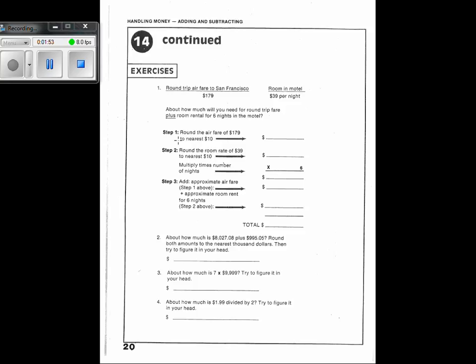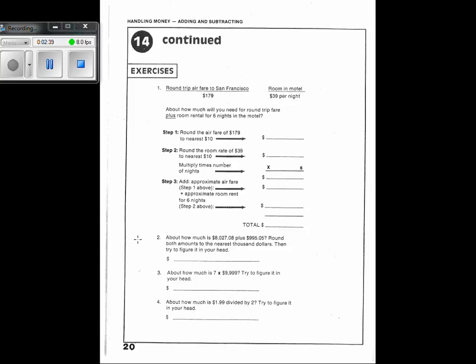Step 1. Round the airfare of $179 to the nearest $10. Step 2. Round the room rate of $39 to the nearest 10. Multiply by the number of nights, which they told us was 6. Step 3. Add the approximate airfare, step 1 above, plus the approximate room rent for 6 nights, step 2 above. Add them together. Find the total.